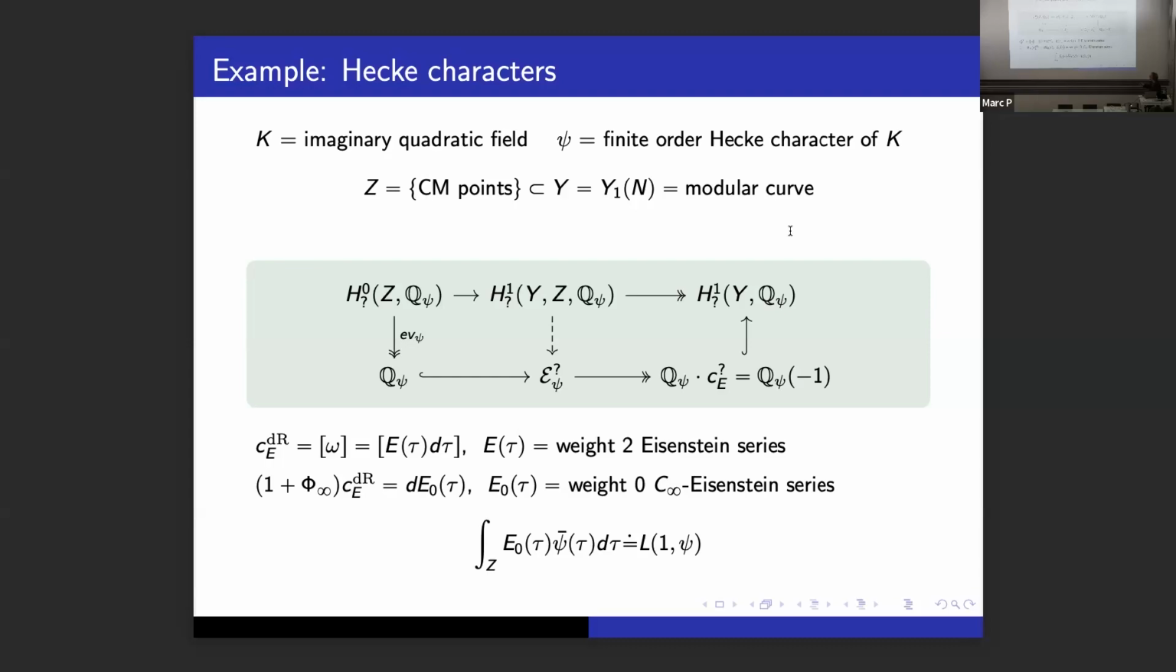The modular curve can be thought of as an algebraic curve over Q, and these CM points are algebraic points. They're defined over some number field. This is the theory of complex multiplication, one of the most beautiful parts of number theory. Okay, so in that same situation, we can look at exactly the same kinds of sequences that we looked at before.